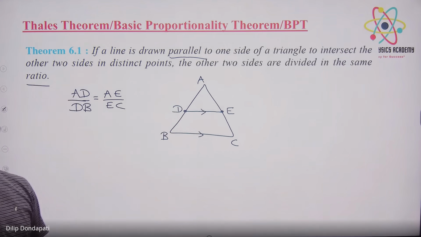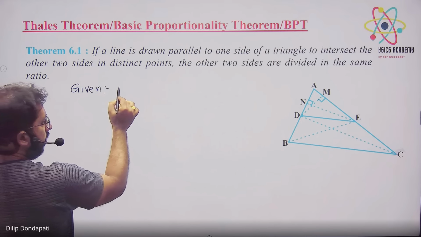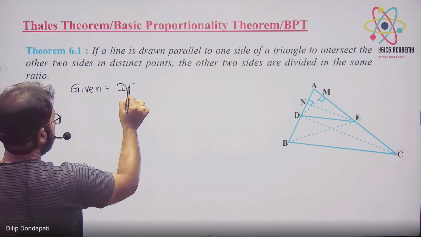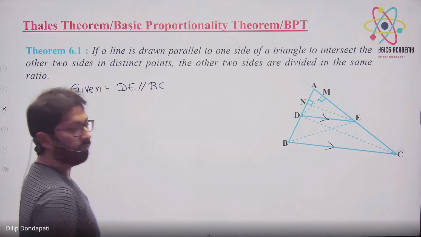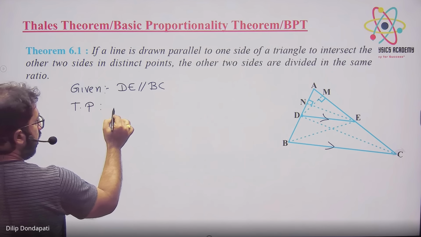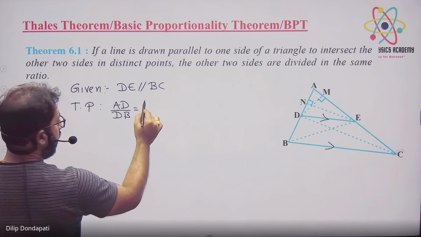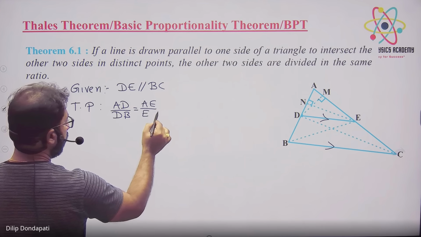Okay. Now we are going to prove this. Finally we have to prove this one. I have already given the diagram. Chalo, see. What to prove? What is given? Tell me. What is given? That DE is parallel to BC. This is given. DE is parallel to BC. Right? What to prove? To prove, AD by DB is equal to AE by EC. This one you have to prove.